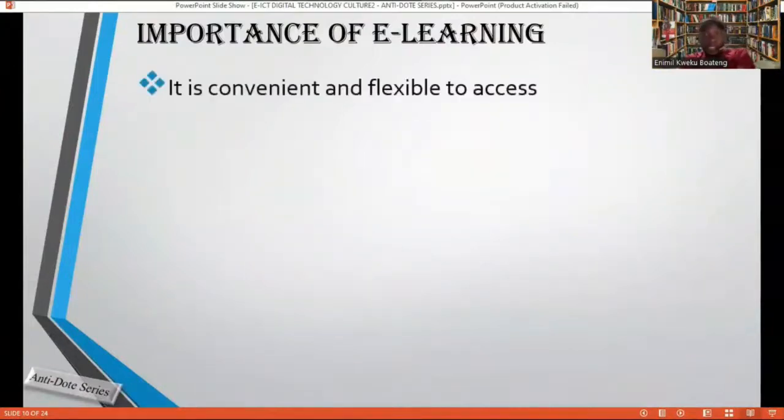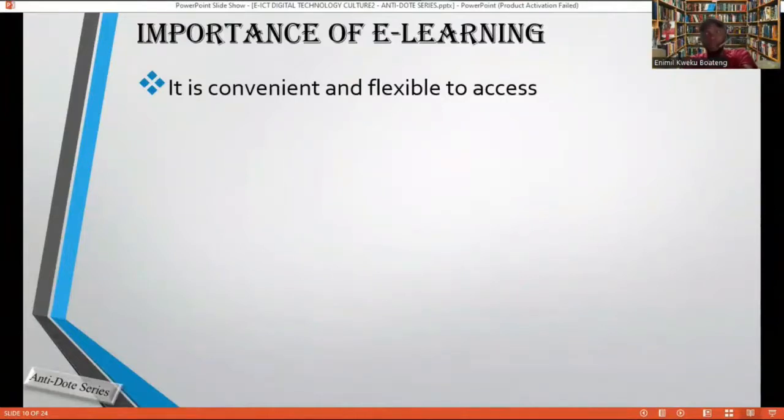Let's look at some importance of e-learning. It is convenient and flexible to access. This is true. E-learning is convenient and flexible to access. It is not difficult at all. It is good for everyone, especially the asynchronous one. You don't get to stress yourself. You can do it anytime you want. You can pause, go get other things, come back and continue. So for convenience, it is there.